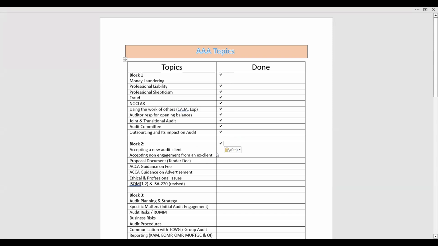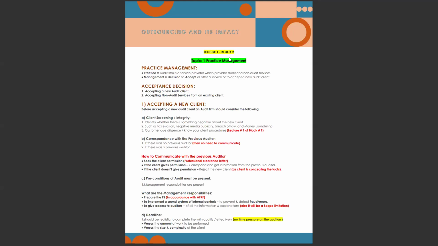Let's move to block 2. So this is our block 2 lecture 1 and topic number 1, practice management. What is meant by practice management? Practice means audit firm is a service provider which provides audit and non-audit services. Management means decision to accept or offer a service or to accept a new audit client.